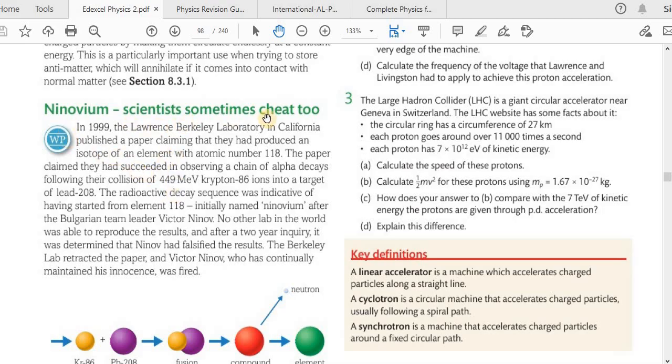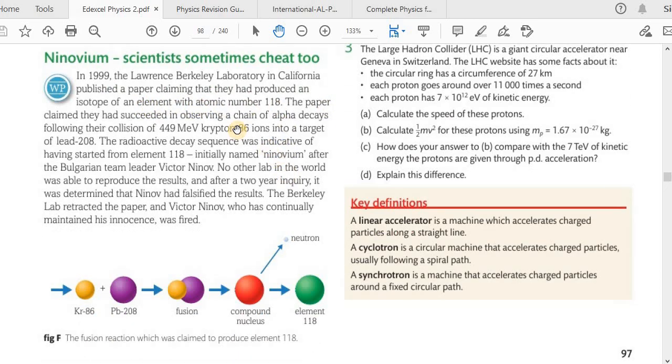Ninovium: scientists sometimes cheat too. In 1999, the Lawrence Berkeley Laboratory in California published a paper claiming that they had produced an isotope of an element with atomic number 118. The paper claimed that they had succeeded in observing a chain of alpha decays following their collision of 499 mega electron volt krypton-86 ions into a target of lead-208. So here you can see the diagram, krypton colliding with lead. The radioactive decay sequence was indicative of having started from element 118.